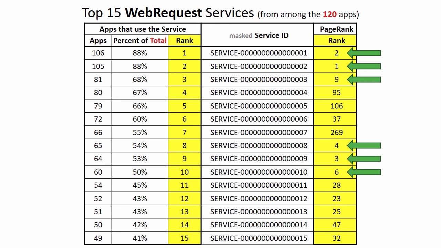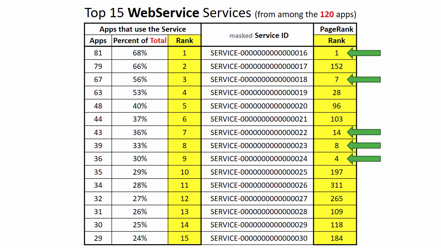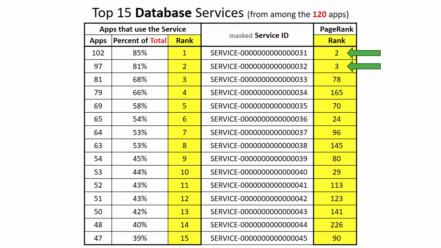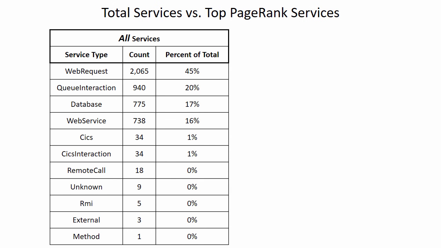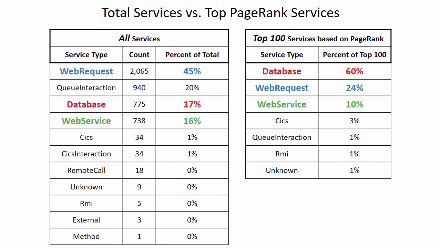The results are similar for other services, like web services and database services. Here's an example of the kind of insights that you can uncover by using PageRank rather than just simple counts. Let's look back at the list of 4,600 services. In the chart on the right, I'm displaying percentages of the 100 services with the highest PageRank values.